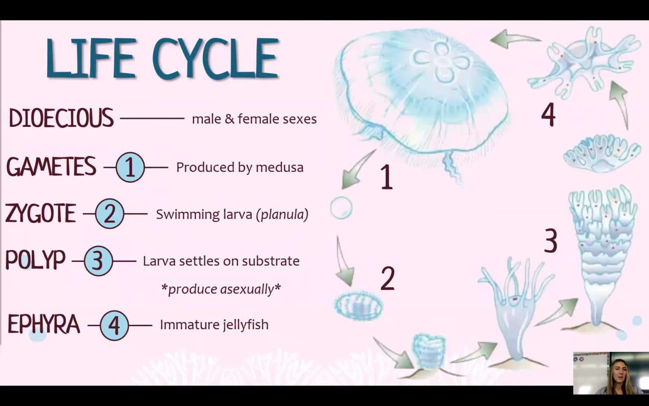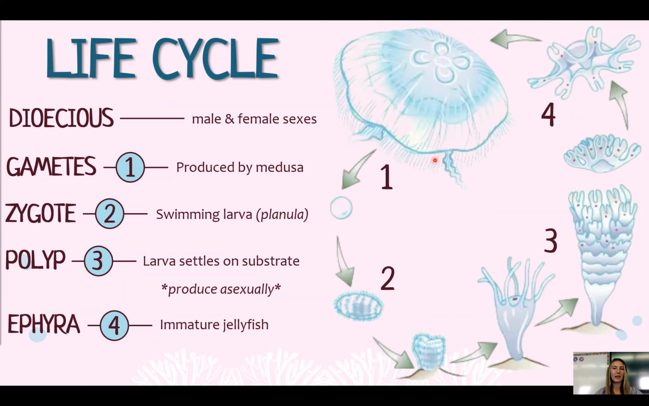The general life cycle of cnidarians, which can be seen to the right, is called alternation of generations because one generation is the medusa body form that produces polyps, and then the polyps produce medusa. So all medusa, like we see right here, are going to produce gametes, and they are dioecious. That means that they are separate male and female sexes.